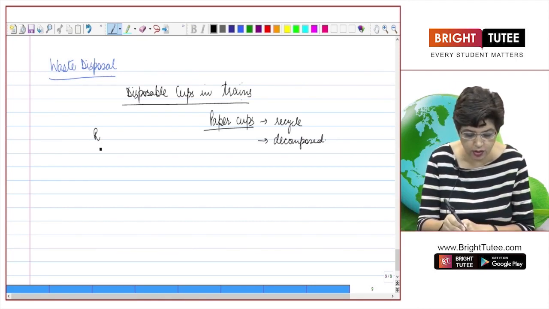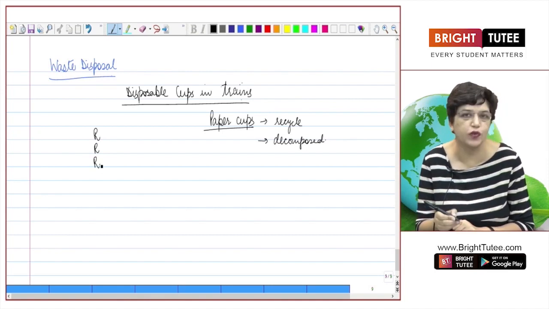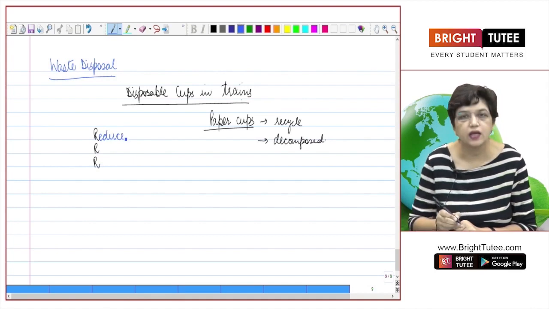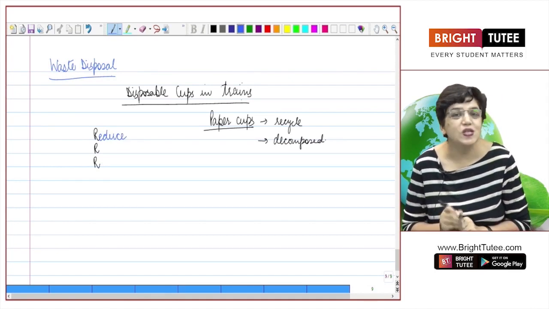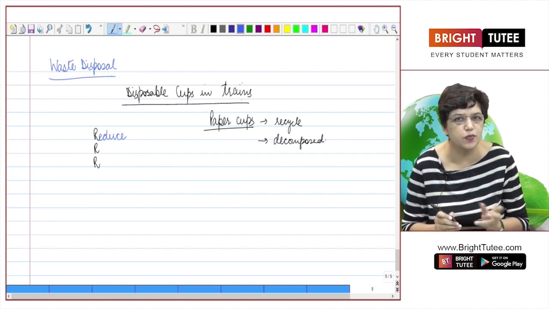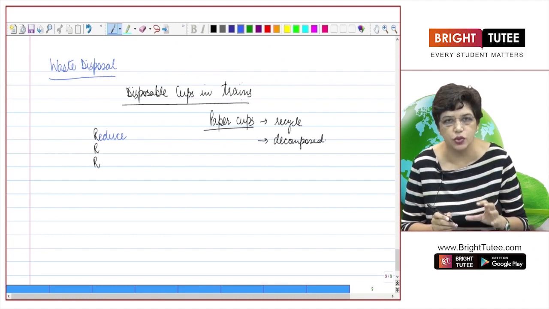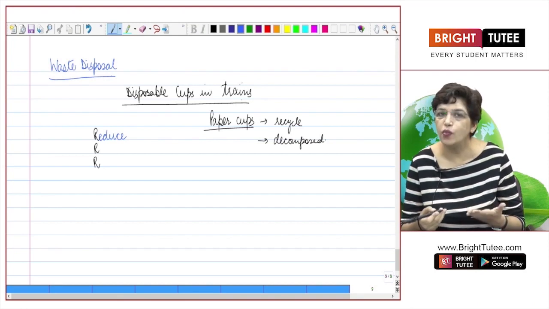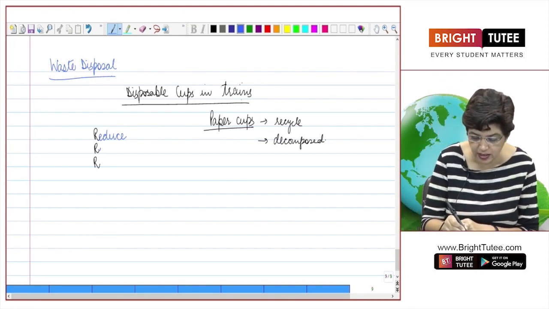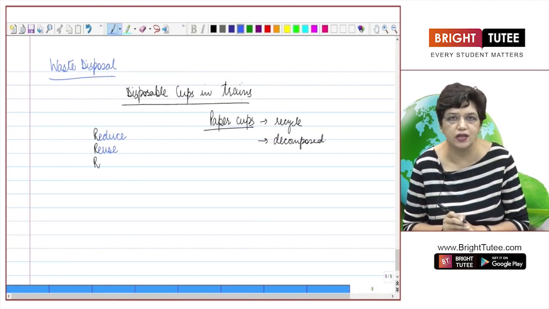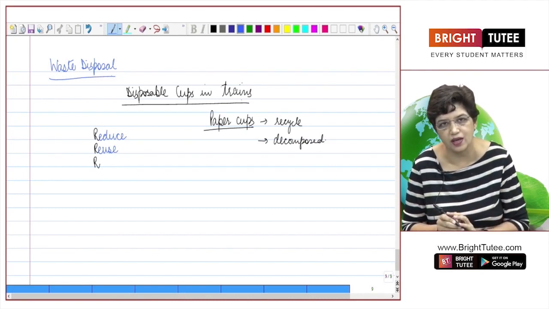You can follow the 3 R's, as we call them. First is reduce. Reduce the generation of waste. Stop using disposable things if it is not important. Stop using disposable spoons or straws. Minimize the use of disposable things so that the amount of waste generated will reduce automatically. Second is reuse. Wherever possible, try to reuse things like plastic containers or plastic bottles. Just do not throw them away without thinking about it.